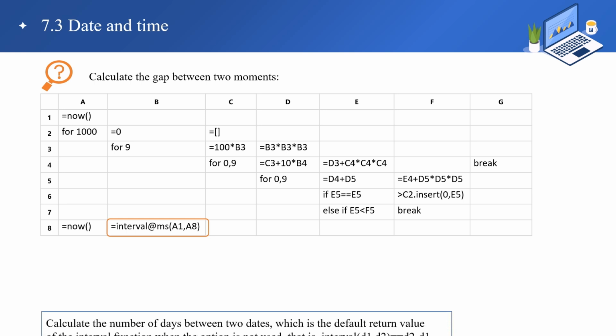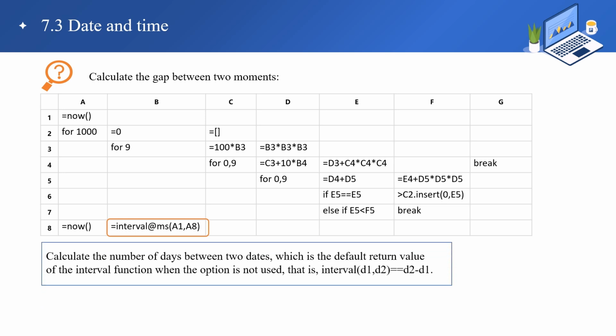In daily work, the most common task is to calculate the number of days between two dates, which is also the default return value of the interval function when the option is not used. Moreover, because it is too common, SPL simplifies this calculation to be expressed directly by subtraction, that is, interval D1, D2 equals D2 minus D1.